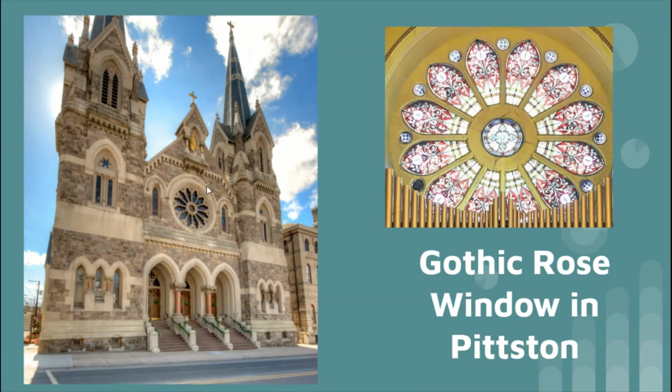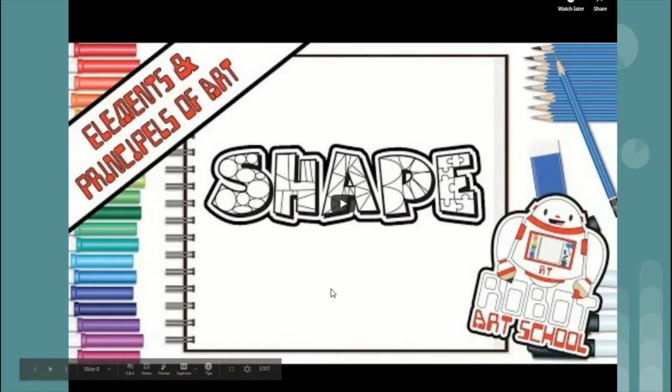So this is the Gothic rose window in Pittston. If you drive up William Street, you'll see this window. From the inside, you can see how intricate this circle design is. We're going to make circle designs with our bubble letter names. Let's talk about the different kinds of shapes. Let's listen to this quick video.